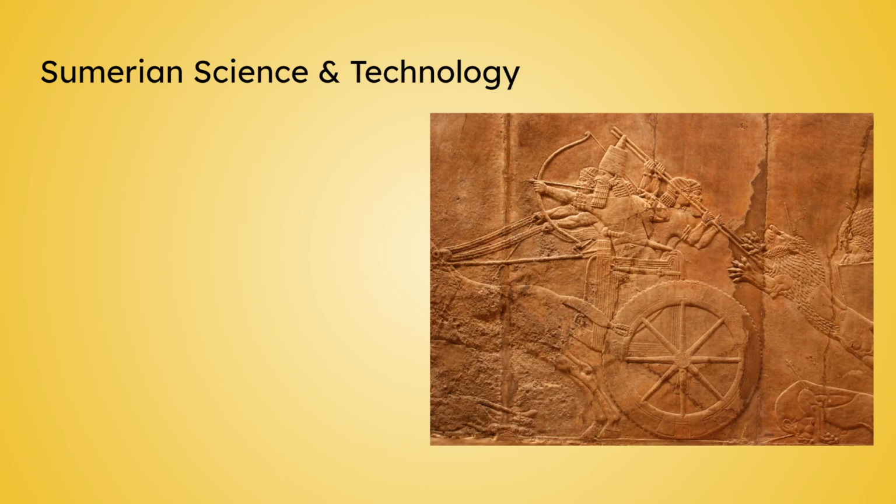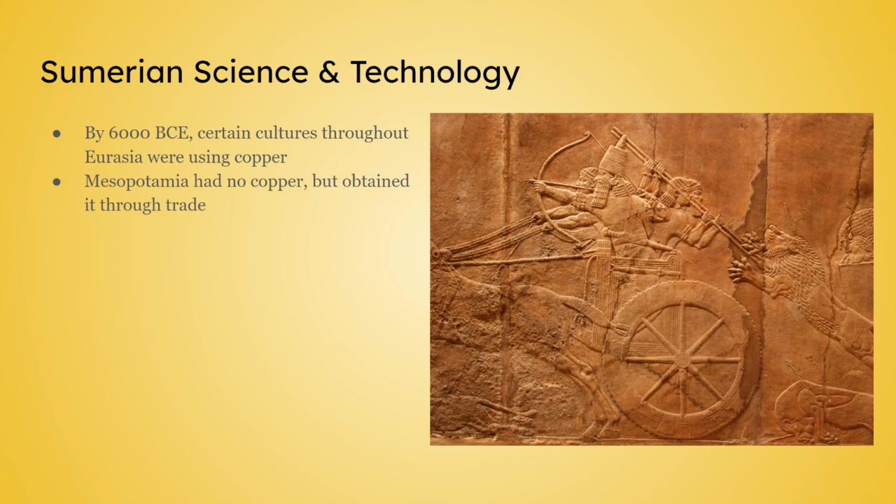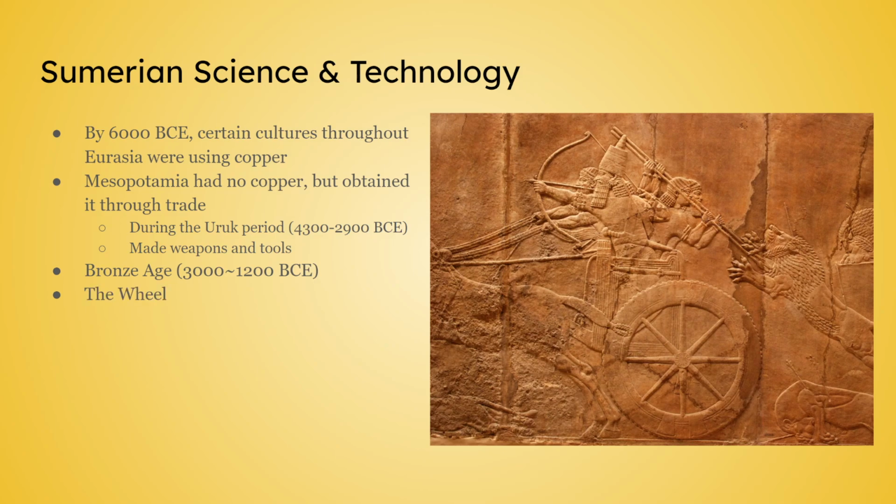Which brings us to Sumerian science and technology. By 6000 BCE, certain cultures throughout Eurasia were already using copper, but Mesopotamia had no copper. But the Mesopotamians obtained it through trade during the Uruk period. And they made weapons and tools from it. And later they did the same thing with bronze in the Bronze Age.